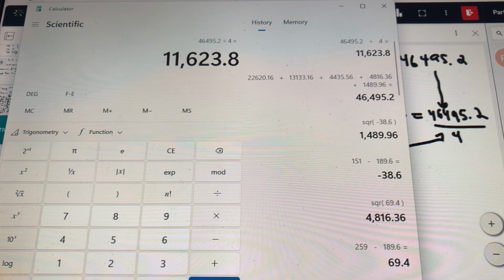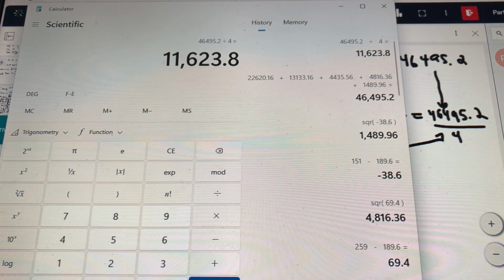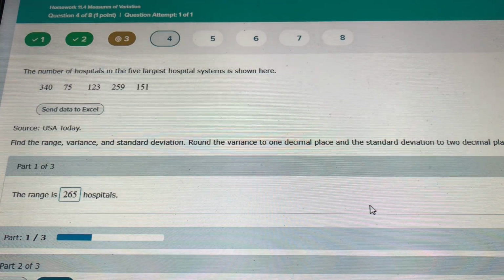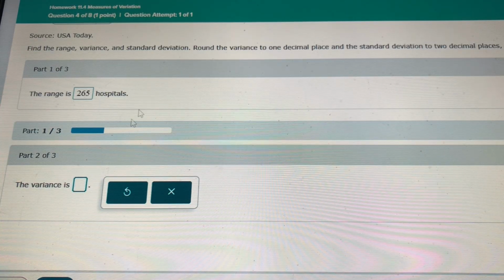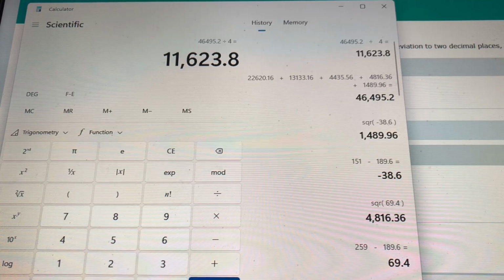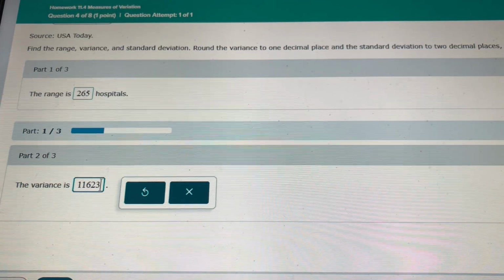There's the variance, 11,623.8. Notice there's no messy rounding on it, so they probably want the whole thing. It does say round the variance to 1 and the standard deviation to 2, but it's exact, I don't have to round anything. 11,623.8.